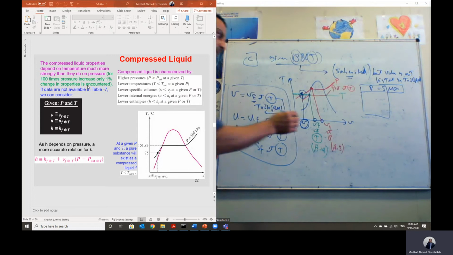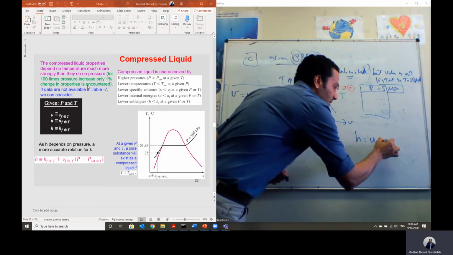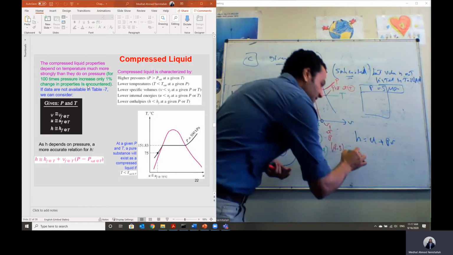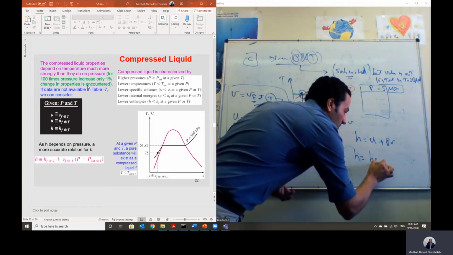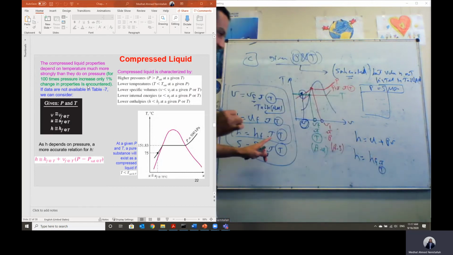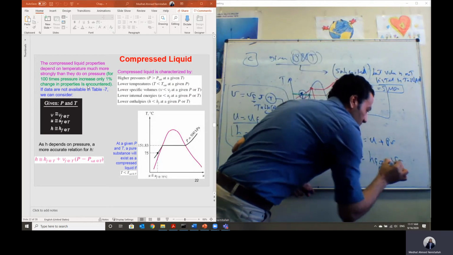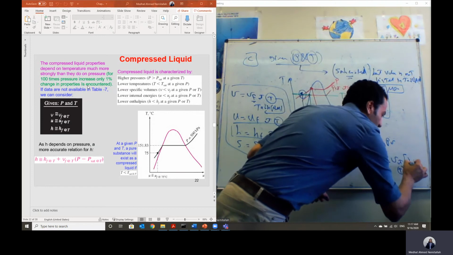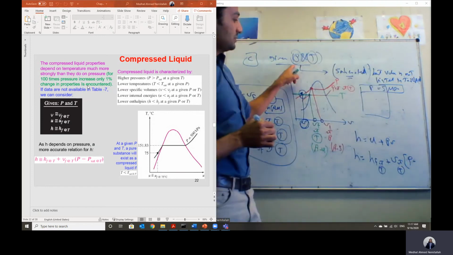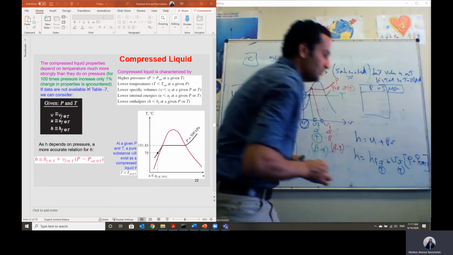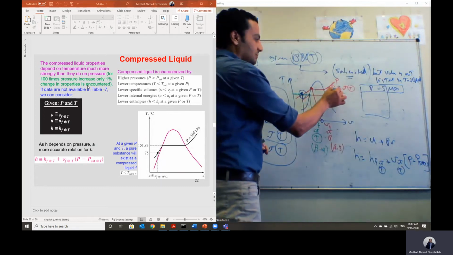But what about enthalpy? Enthalpy by definition is U plus PV. That means enthalpy is also a function of pressure. We can take this assumption, it's okay, it can go. But if you want to calculate a more accurate value, we can say enthalpy will equal H fluid at the given temperature, which is this value, plus the specific volume at the given temperature from table A4, multiplied by the pressure difference, which is P, the given pressure, minus P saturation at the given temperature. P sat at the given temperature, which is this value.